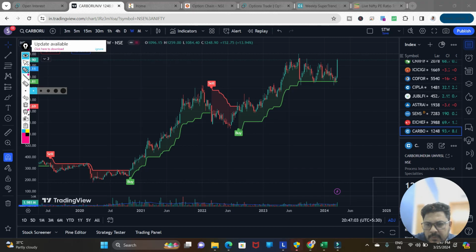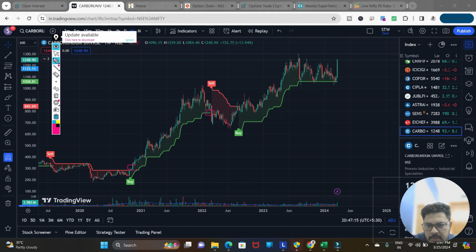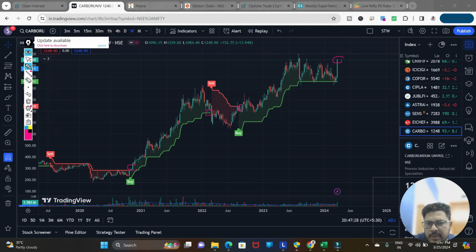So if anybody wants to check the accuracy of this Super Trend, see this move from here, which was from 300, we are able to capture till here. So this was till 822, and then again you exit the stock, again you got an entry at 842, you are at 1248 here. So a simple Super Trend strategy on the weekly time frame you can apply and run with the stock. So this is a good stock.